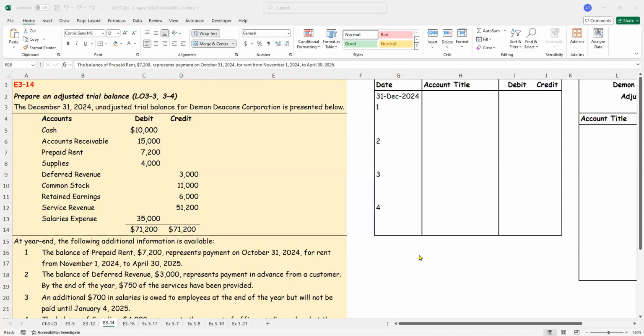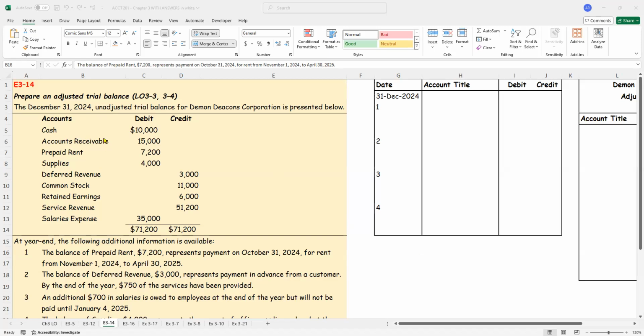Welcome back. We're going to look at exercise 3-14, in which we will again work on some adjusting entries and then prepare the adjusted trial balance. So let's see what information has been given to us right now. At December 31st, 2024, the unadjusted trial balance is as follows.